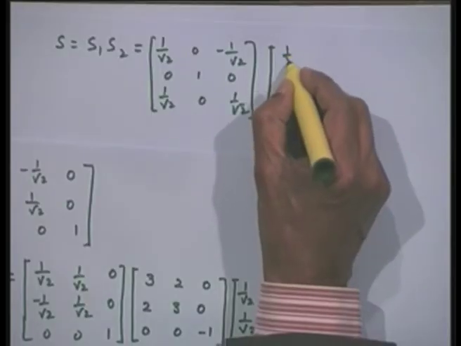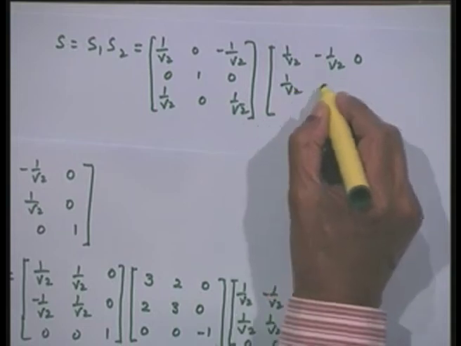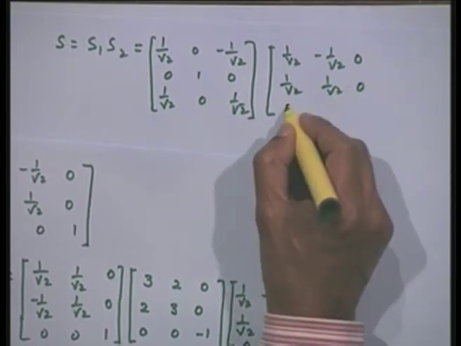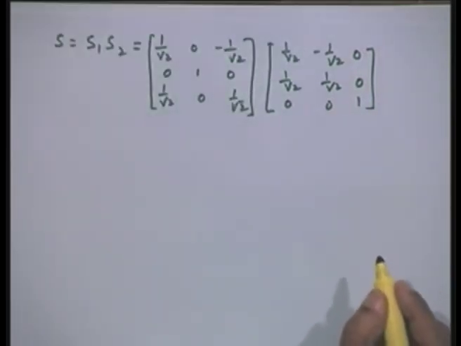Now we can write down the value of S2 that we obtained earlier as, this is 1 upon root 2, minus 1 upon root 2, 0, 1 upon root 2, 1 upon root 2, 0, 0, 0, 1.